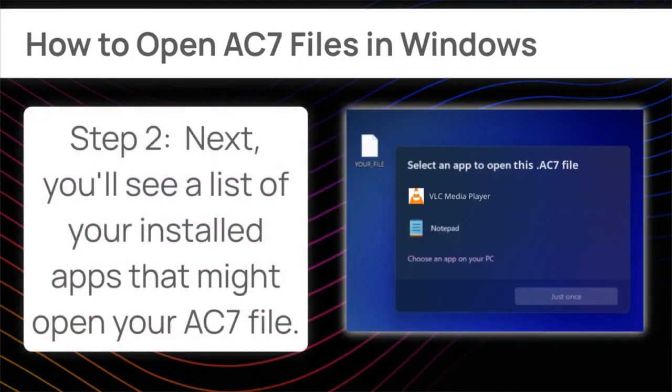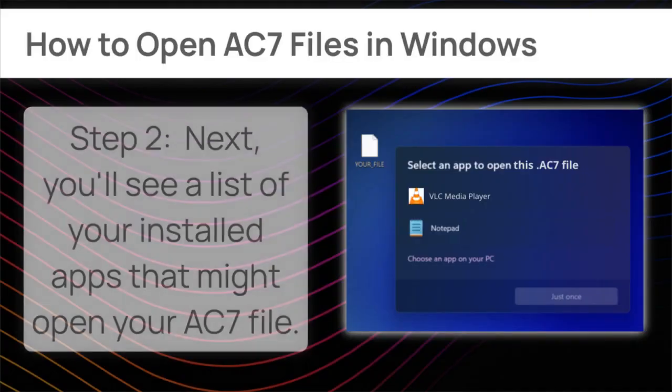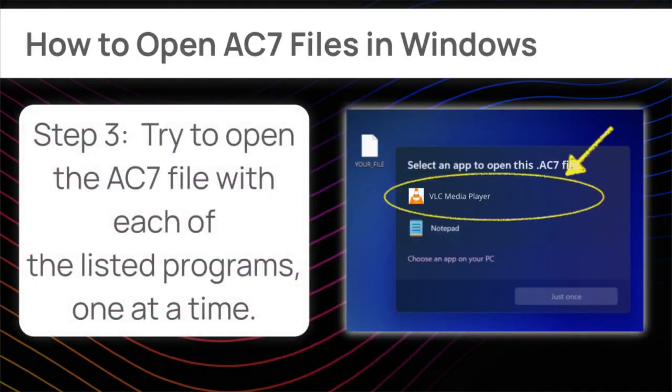Right-click the AC7 file and click Open with. Test VLC Media Player first. If it's unavailable, choose another program. The right tool is key to success.